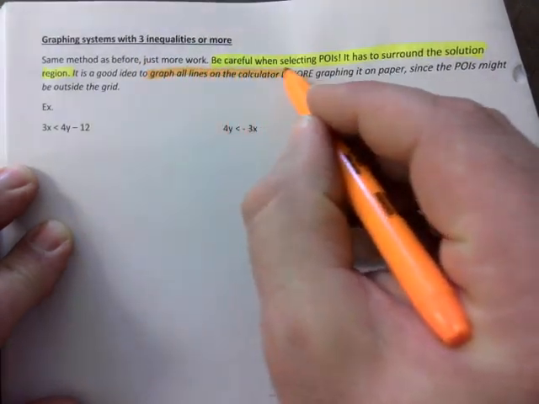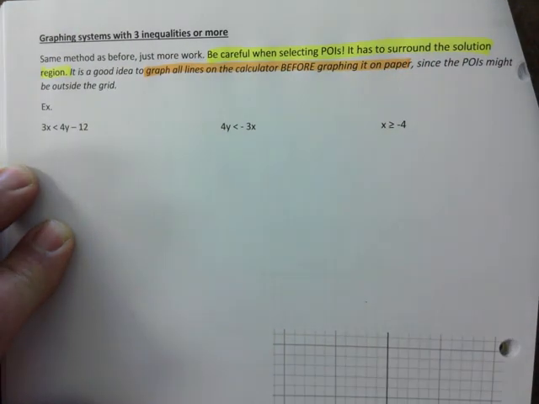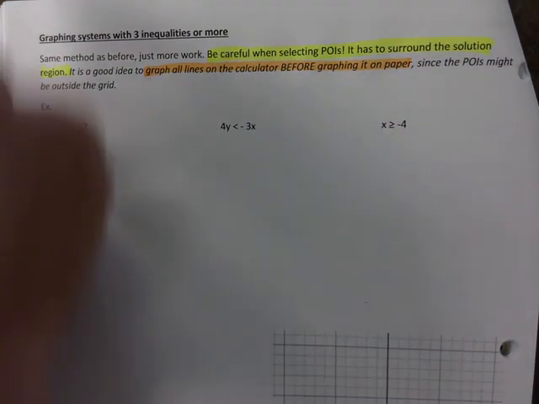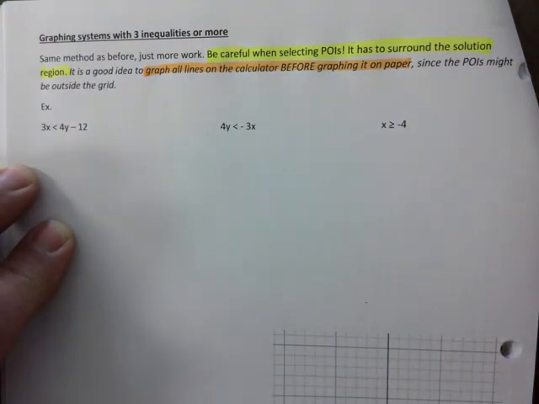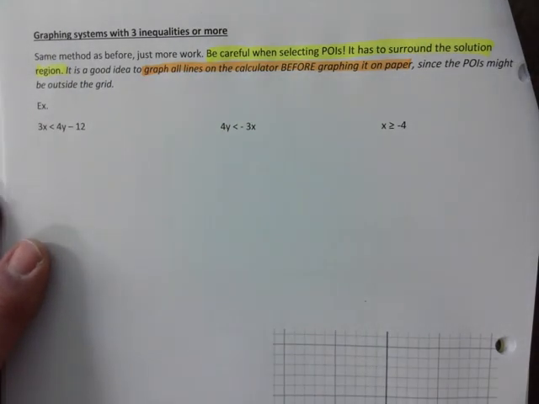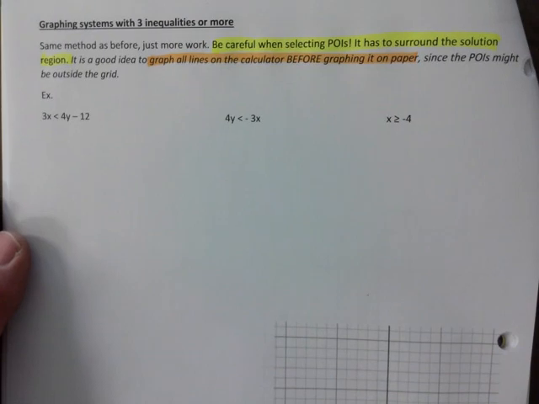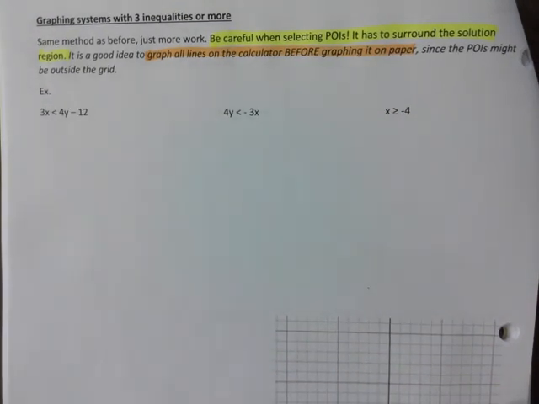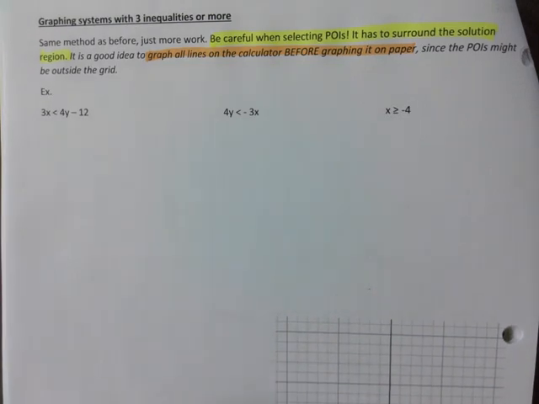Graph all lines on the calculator before graphing it on paper. And you know what? 90% of the time you're going to be able to get away without doing that, but sometimes you do run into that problem where the POI is outside the grid. So you need to select a scale to make it all appear on your graph.